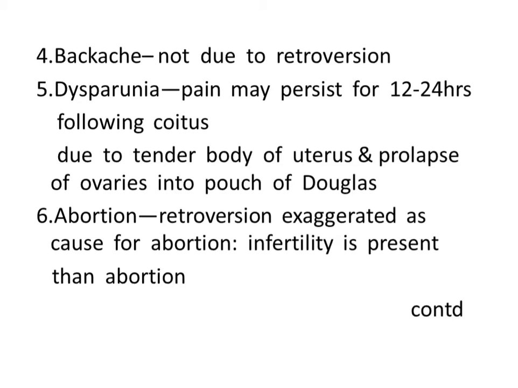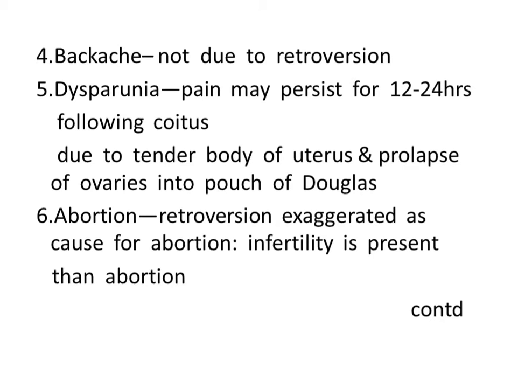Or because of the retroversion, the ovaries are also carried backwards and they prolapse into the pouch of Douglas. When you do a pelvic examination, you can feel the ovaries in the posterior fornix. Now, with this prolapse of the ovaries into the pouch of Douglas, there is intense pressure on the ovaries, and that causes a lot of pain during coitus. So dyspareunia is present in both types of retroversion.